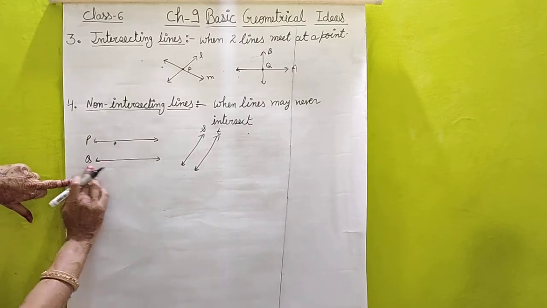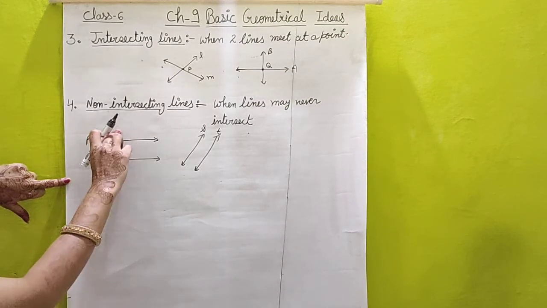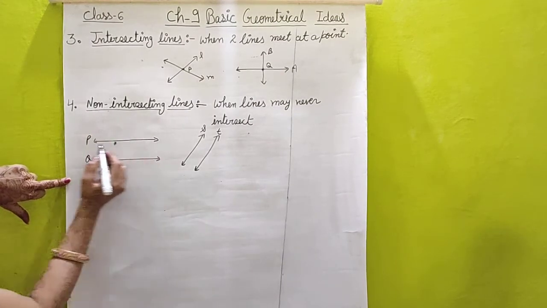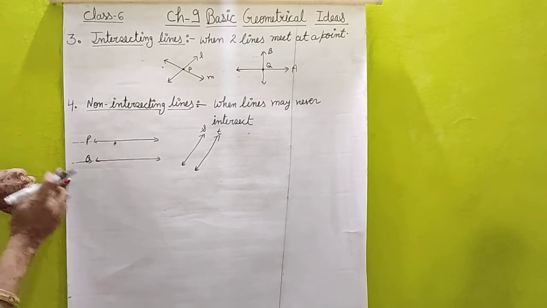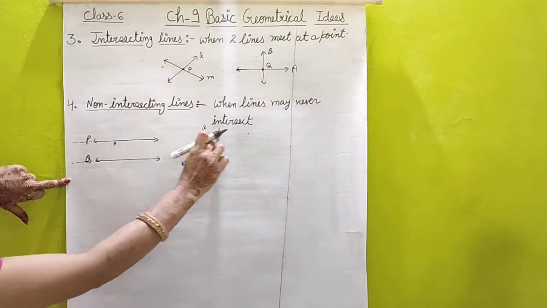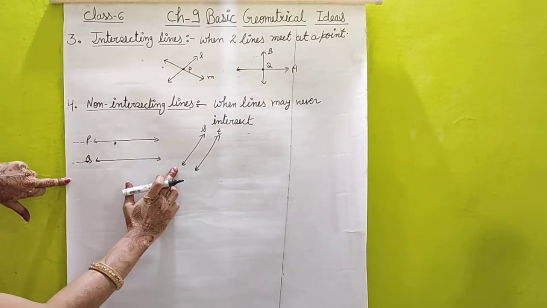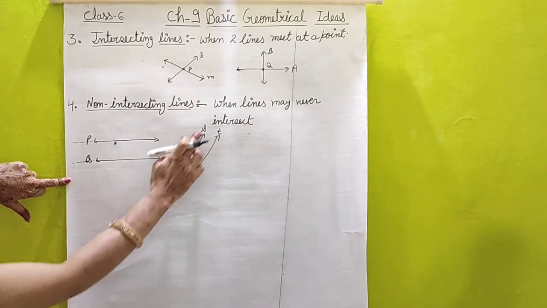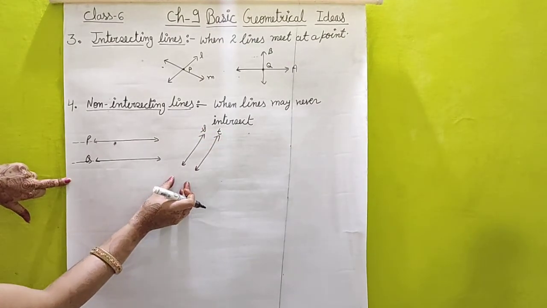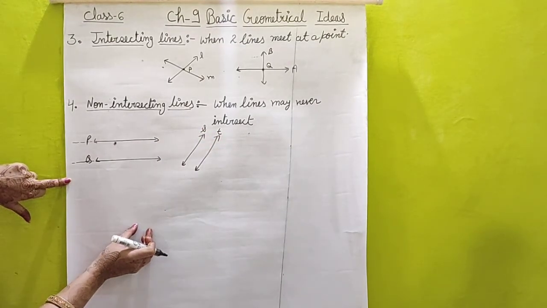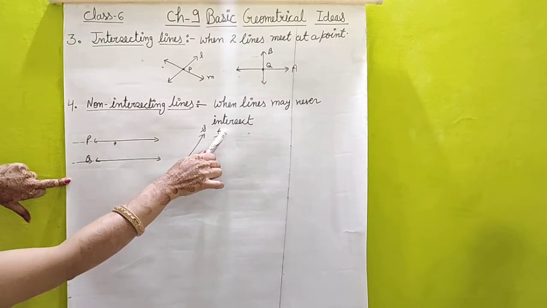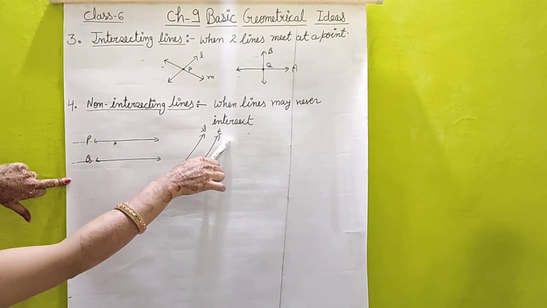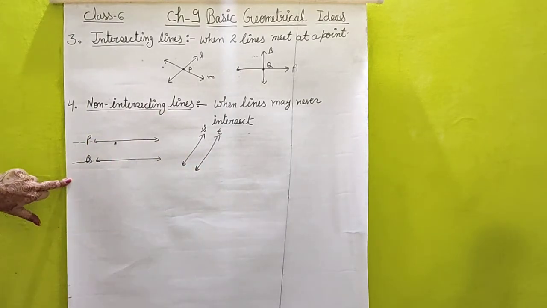Line P and line Q both are not meeting. If you produce them, students, like here I am producing, they will not meet. They will never meet. There also they will never meet. Line L and line S. Line S and line T. Both, if you produce them like this, will never meet. So lines that may never intersect or never meet each other are known as non-intersecting lines.